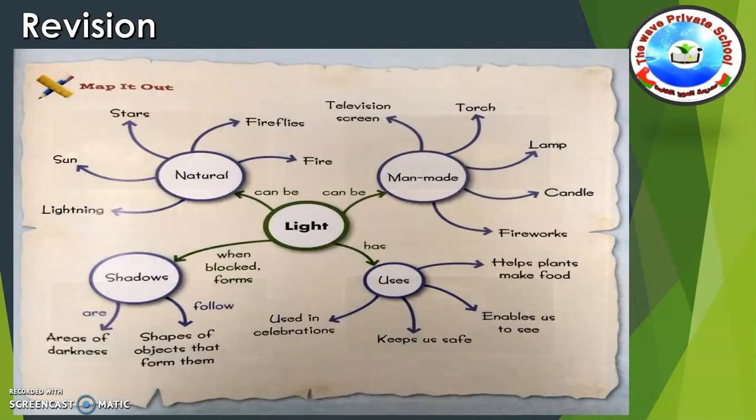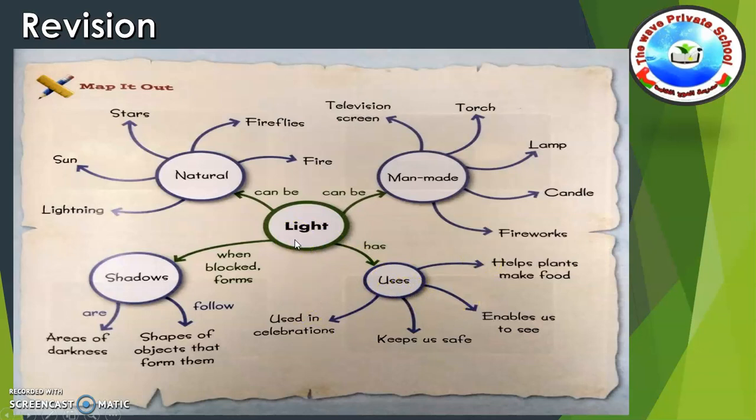So we talk about light. We're done with chapter 5, all about light. Light can be natural. These are examples of natural light. And light can be man-made. These are examples of man-made light. We also talk about the uses of light last time.